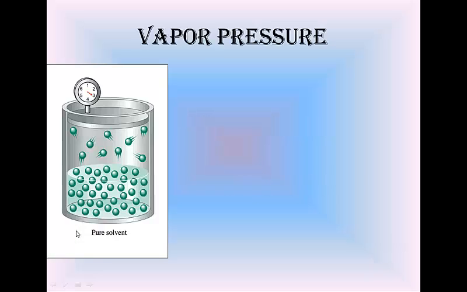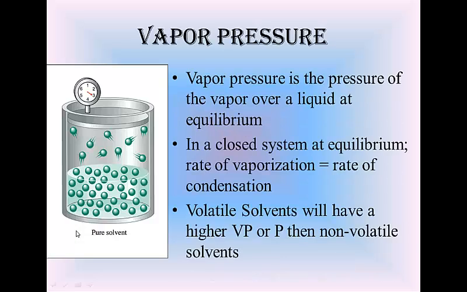All right, vapor pressure, definition of. Vapor pressure is the pressure of the vapor, the gas phase, over a liquid at equilibrium. This is a closed system. In a closed system, liquid particles of a pure solvent will escape from the liquid phase to the gaseous phase. Problem is, in a closed system, those gas particles cannot escape to the atmosphere. So what ends up happening is they kind of bounce around until they end up touching the liquid again and condensing into the liquid phase. So you get this cycle going.